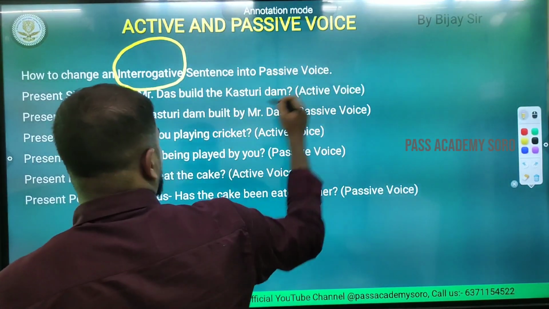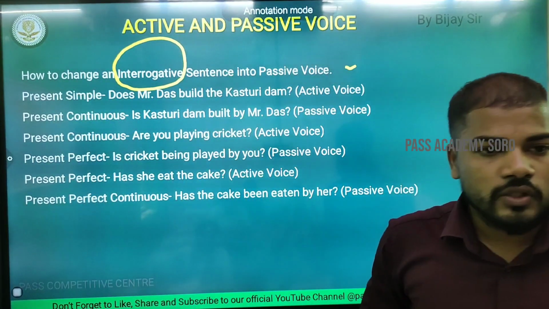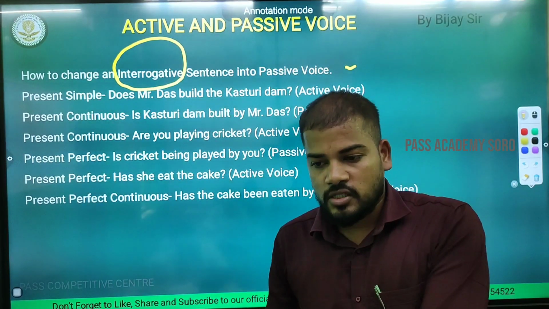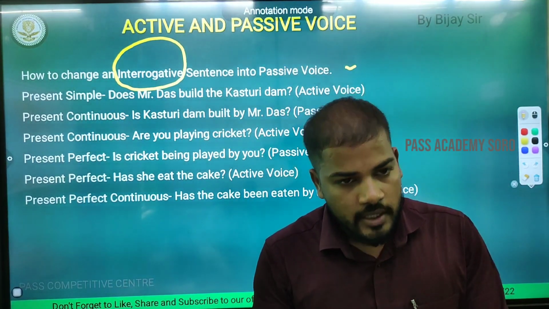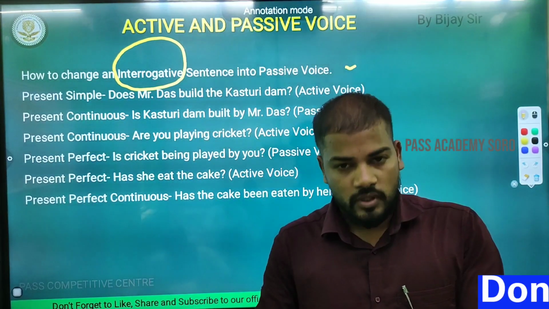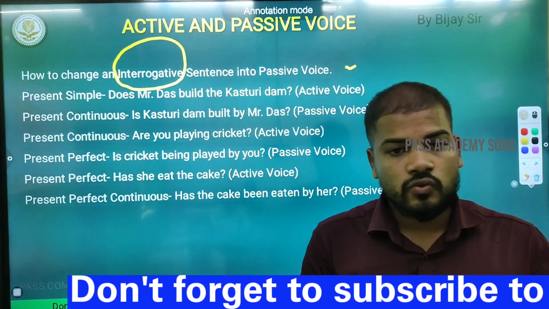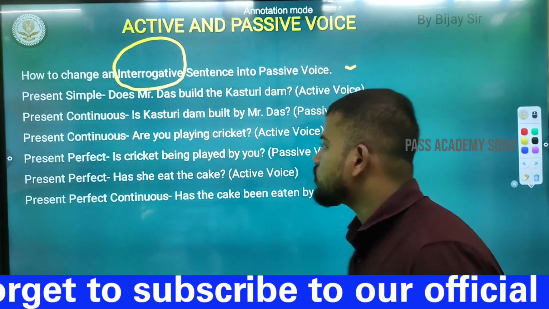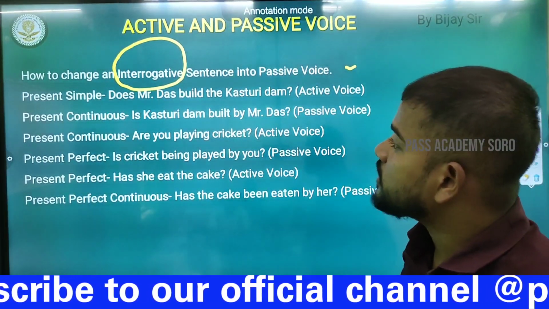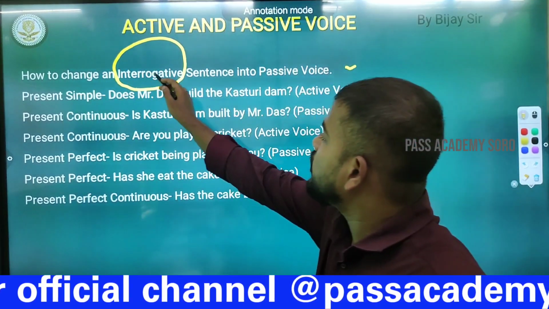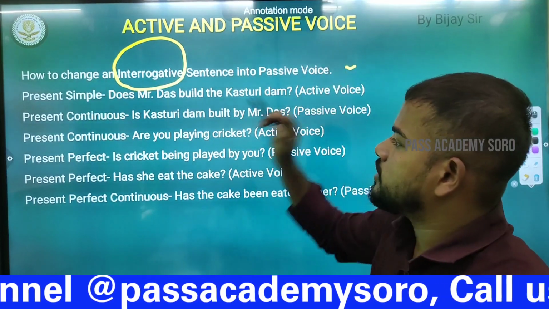So dear students, the rules are the same as I told you in the previous class. How to change the sentence form, like if our sentence is in present simple, we will normally convert it into present continuous. So all the rules are the same. Just look at the example, dear students, how to change an interrogative sentence into passive voice.